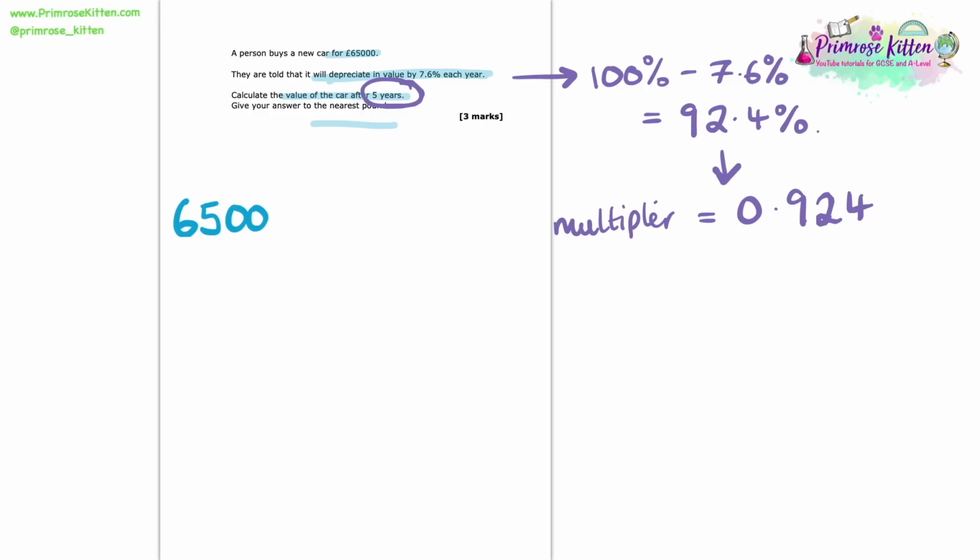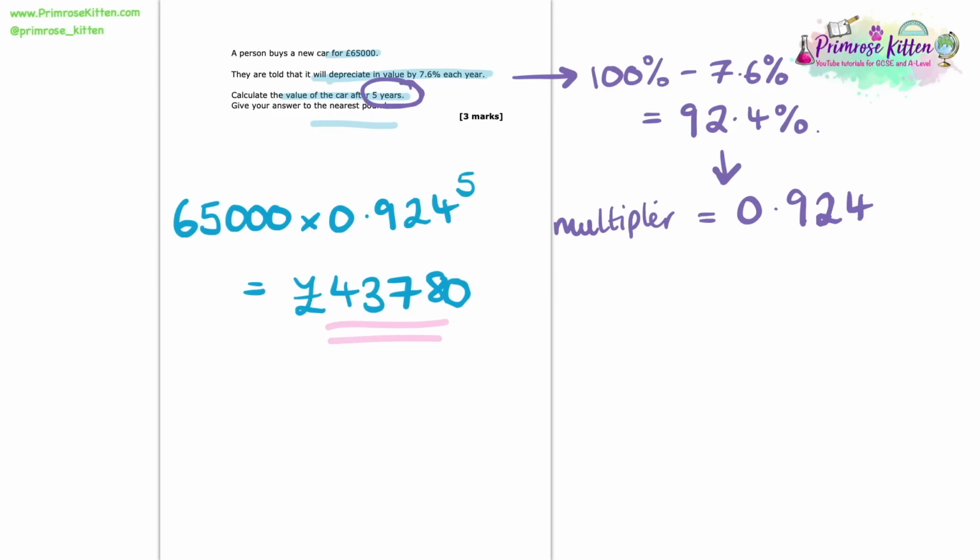So this is how we're going to do it. We're going to take the amount that the car cost, 65,000, and times it by our multiplier to the power of the number of years. Now this method works for any of these questions. Now that we've got this formula, all we need to do is put it into the calculator. So when I do this, I get, to the nearest pound, as the question wants, £43,780. And see how simple that actually was.